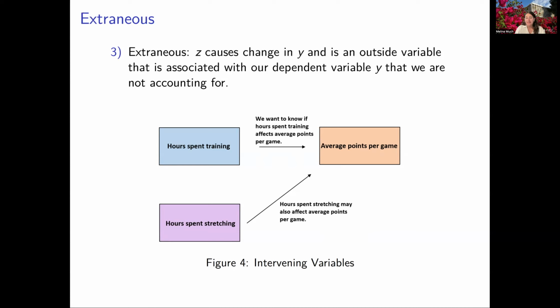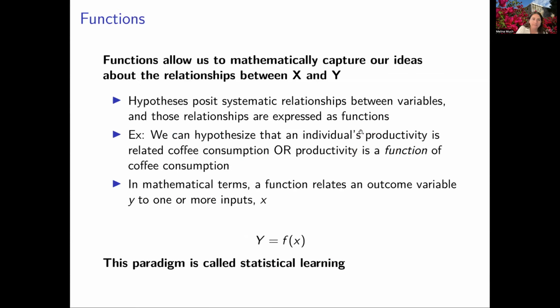We want to know if training affects points per game. Really, what's causing it is this idea of hours spent stretching. Stretching might actually have a bigger or more determining impact on the average points per game, but we're not accounting for that because we're only looking at hours spent training. So the hours spent stretching is an extraneous variable. There's a typo down here on the bottom: it's extraneous variable, not intervening. Extraneous variables are when there's a Z, which is hours spent stretching, actually affecting our Y, which is average points per game, but we're not accounting for it in the X and Y framework that we've set up, which is hours spent training and average points per game.